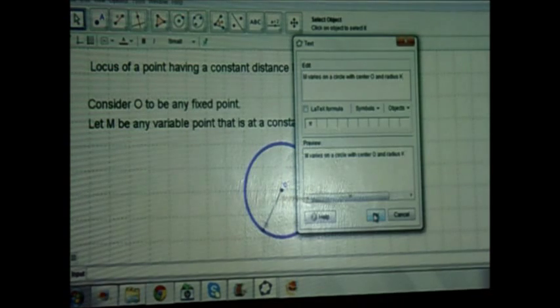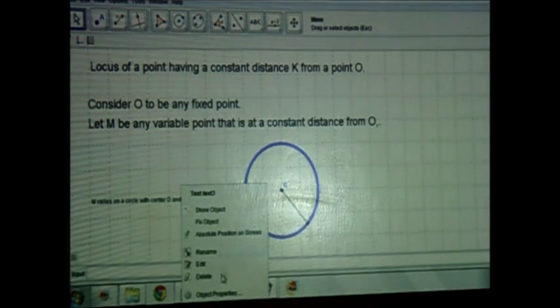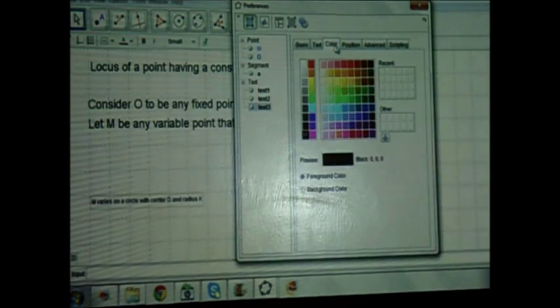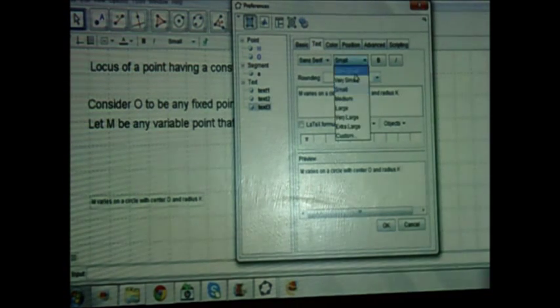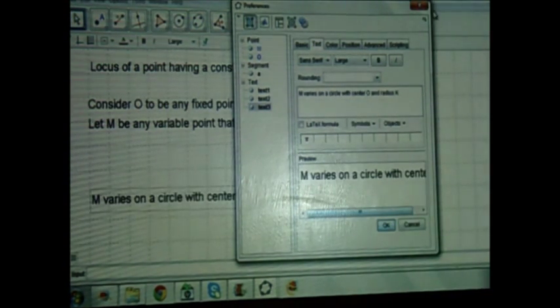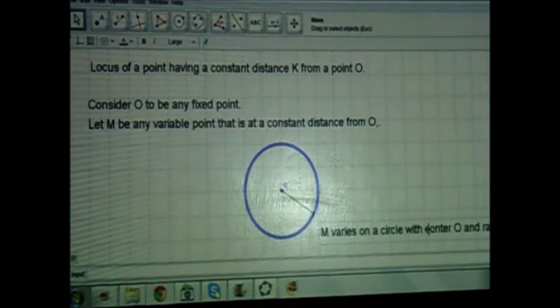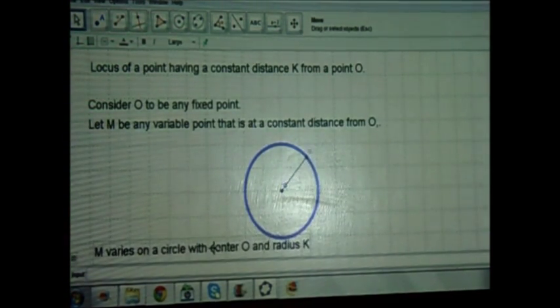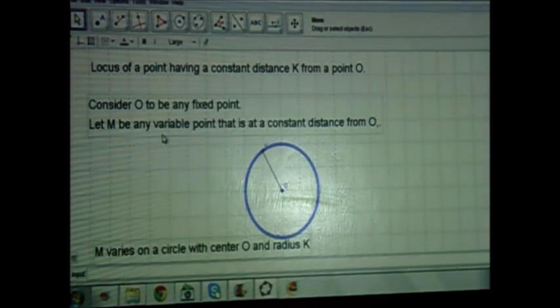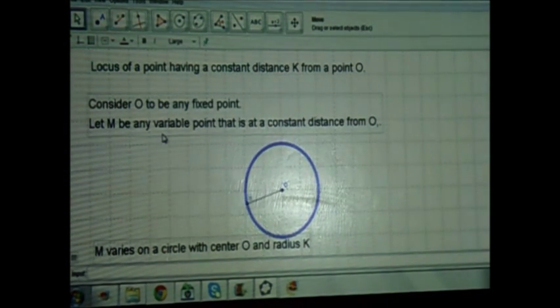So from now we can directly say that each point at the same distance from a fixed point varies on a circle whose center is this fixed point and the radius is equal to the distance from the fixed point to the variable point. As we see in this case, the radius is the distance from O to M.